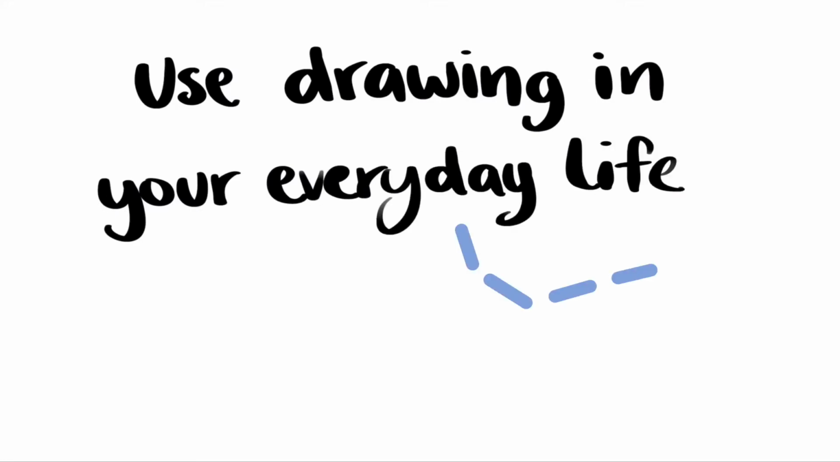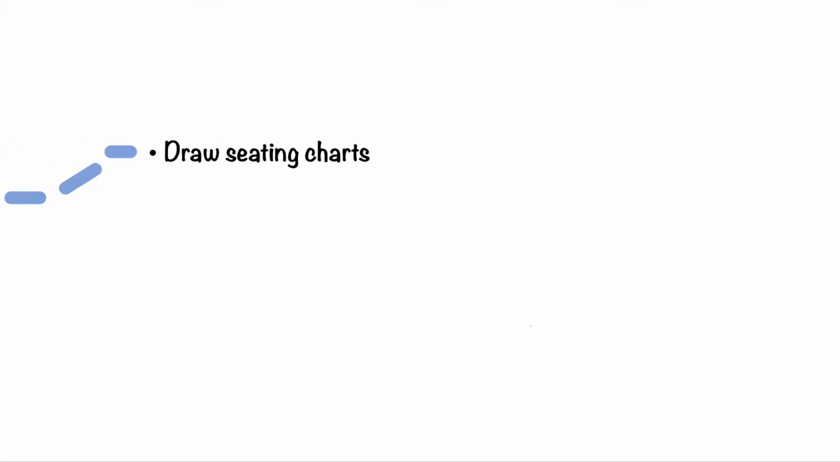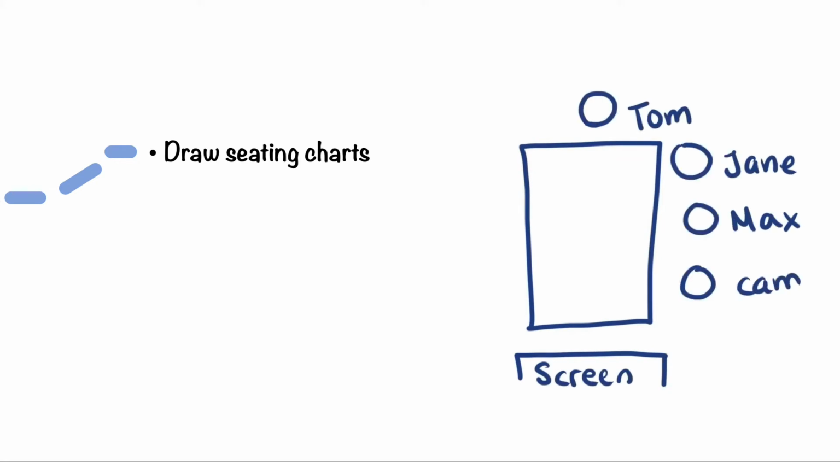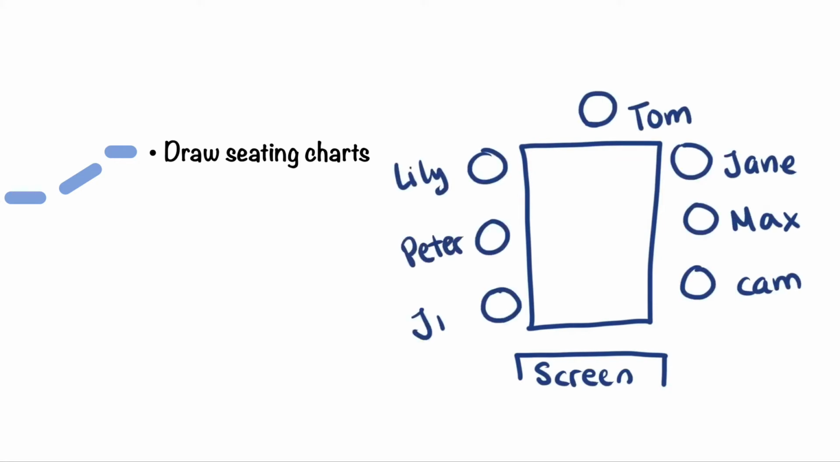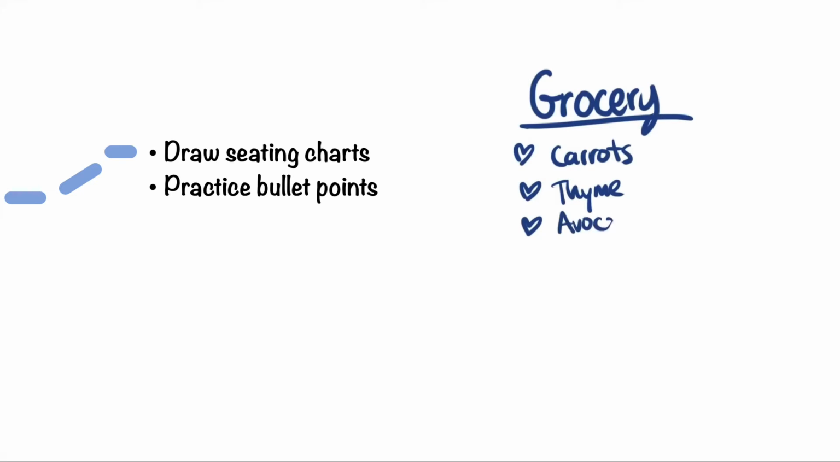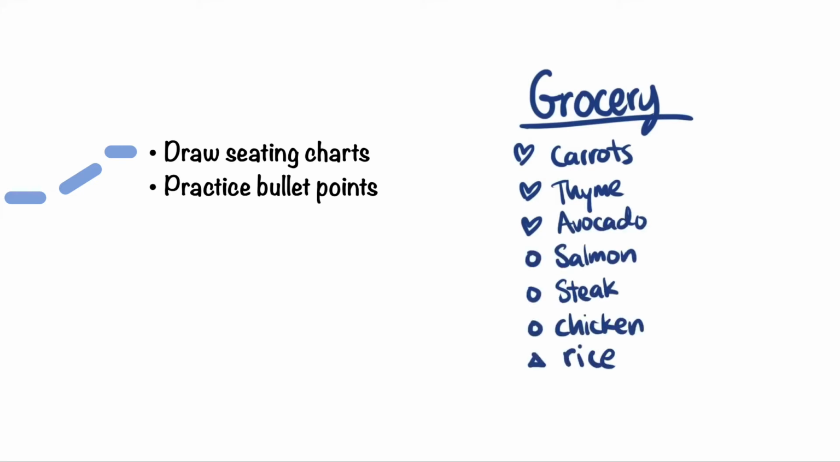First off, use drawing in your everyday life. Here are some ways to do this. Draw seating charts. Instead of writing it down, try drawing where the people will sit instead. Practice bullet points. Try using different sizes and shapes of the points. You can get creative the next time you make a grocery list.